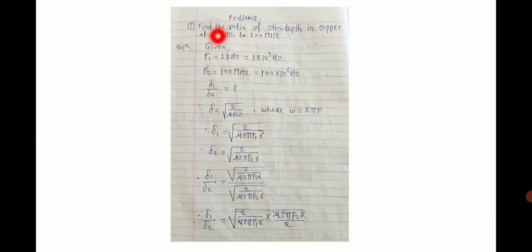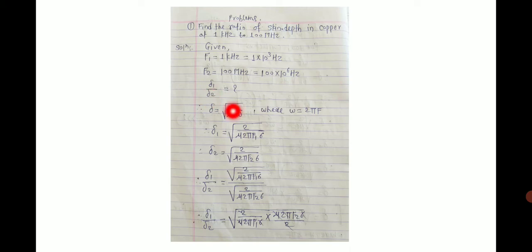The given quantities are the two frequencies f1 and f2. f1 is equal to 1 kilohertz and f2 is equal to 100 megahertz. Then the kilohertz and megahertz are converted into hertz. 1 kilohertz is 1 multiplied by kilo, which means 10 to the power 3, and mega means 100 into 10 to the power 6 hertz. First we convert the kilohertz and megahertz into hertz, then we find the ratio. That means delta 1 divided by delta 2 is equal to question mark, because we have to find that ratio.